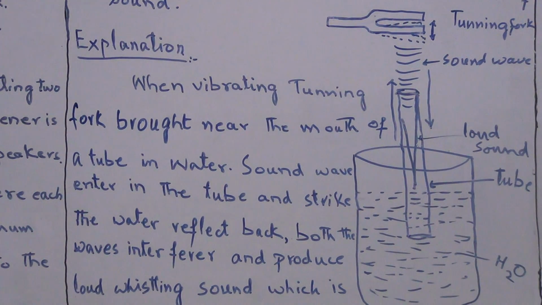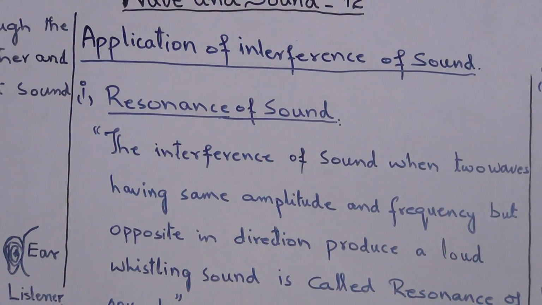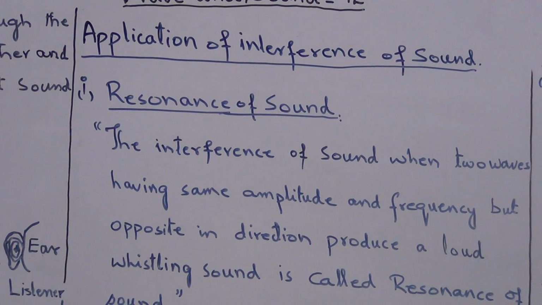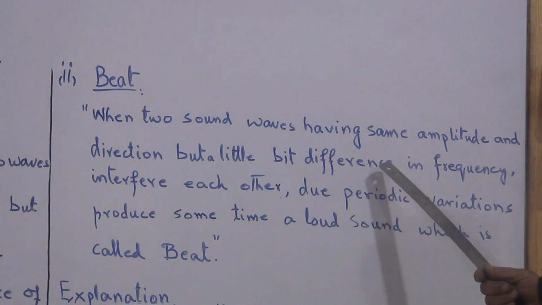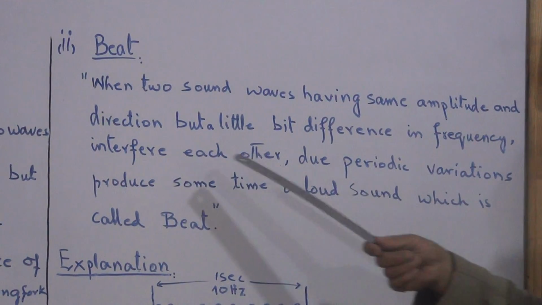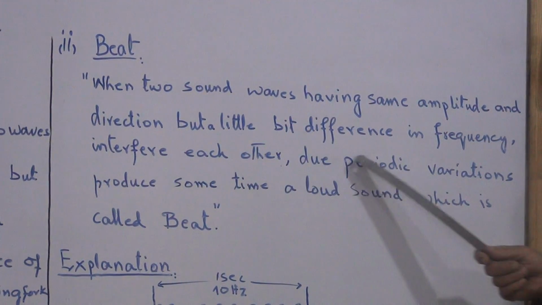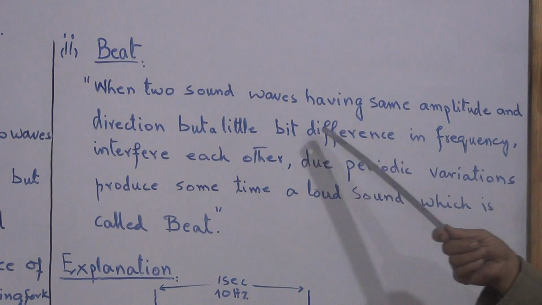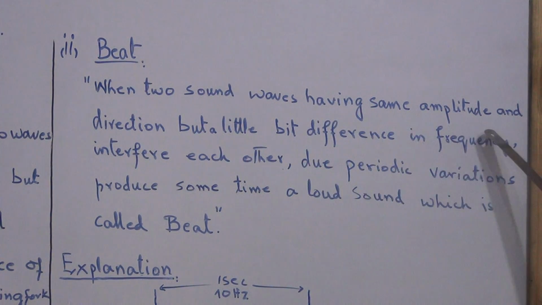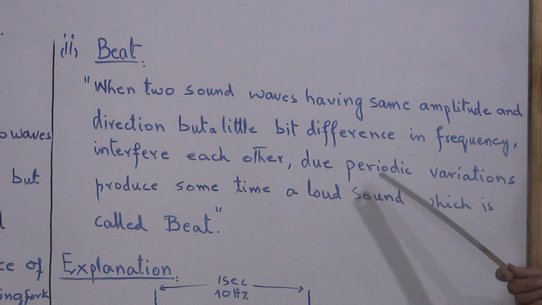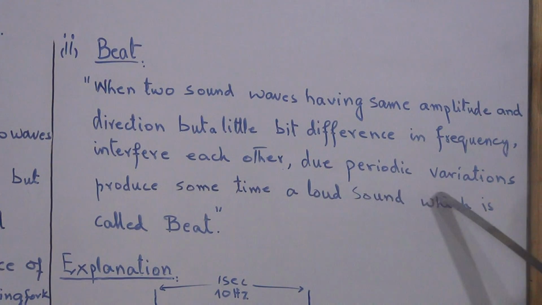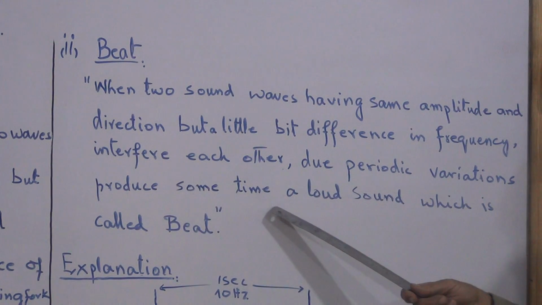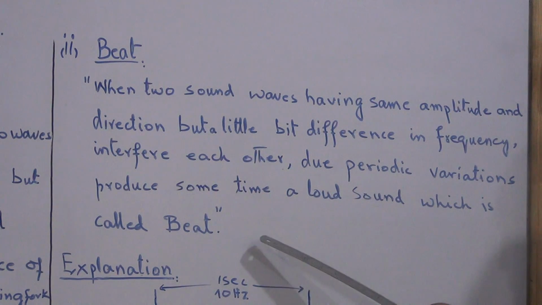The second application of interference is beat. What is beat? When two sound waves having the same amplitude and direction but a little bit of difference in frequencies, meaning two waves whose amplitude and direction are the same but with a little difference in the frequencies, interfere with each other due to periodic variations, they produce sometimes a loud sound which is called beat.